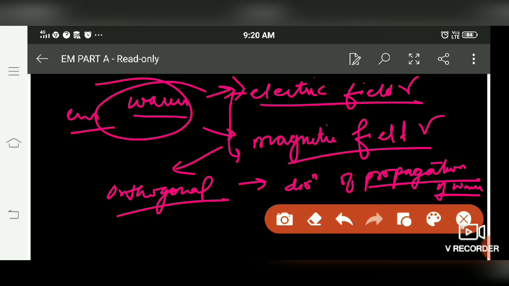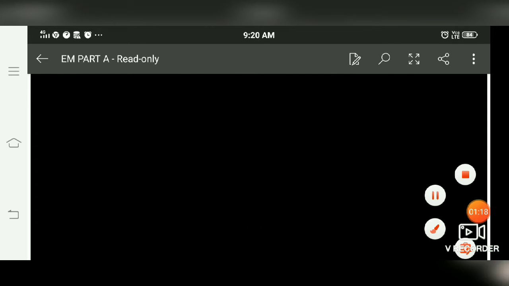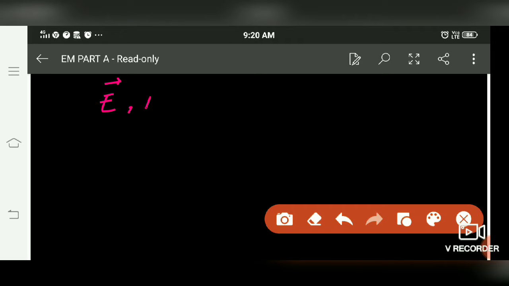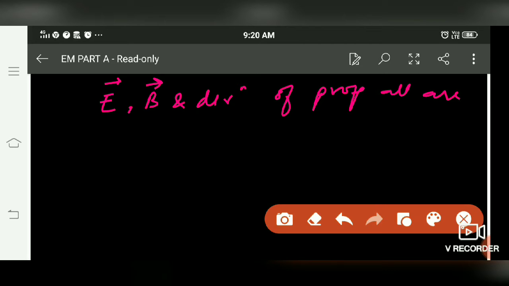So in an EM wave, we can say that the electric field, magnetic field and direction of propagation of the wave, all three are orthogonal to each other. Orthogonal means normal, or 90 degrees, or perpendicular to each other.